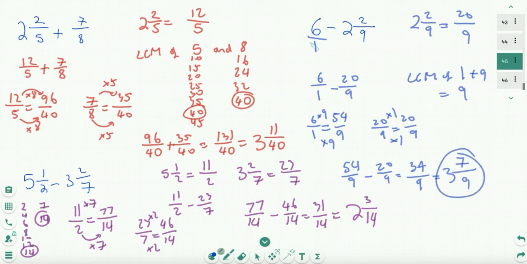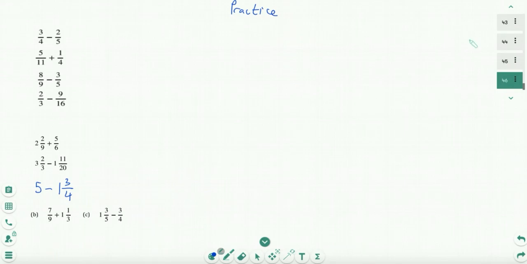Boom. So basically, the lesson here is, if you ever have a mixed number, make it improper. Make it improper. If you ever have a whole number, make it into a fraction. And once you do those things, you can then find your lowest common multiple and solve the problem. On the next page, guys, is some practice you should do.